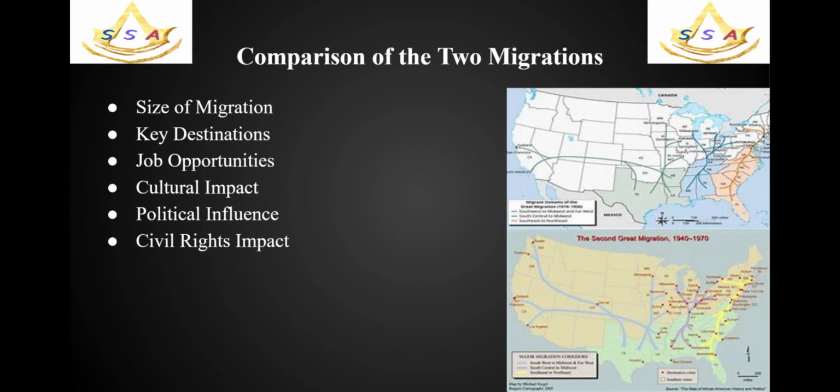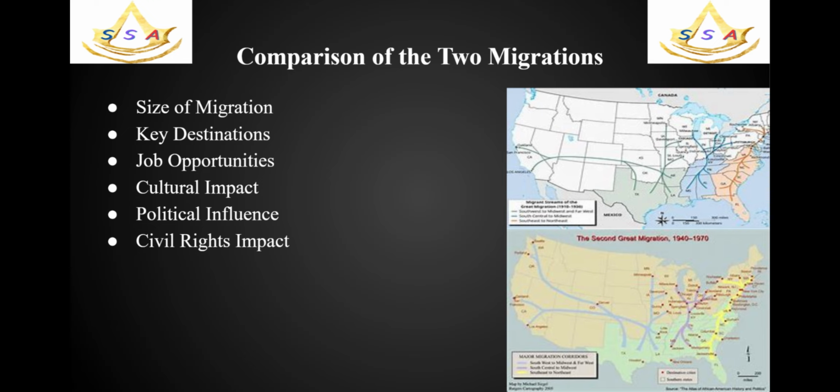And then we talk about the cultural impact. So the Great Migration. One of the most profound developments was the Harlem Renaissance, which was a flowering of African American art, literature, music, and intellectual thought in Harlem. Harlem during this period became a center of African American intellectual and cultural life, producing figures like Langston Hughes, Zora Neale Hurston, and Duke Ellington.